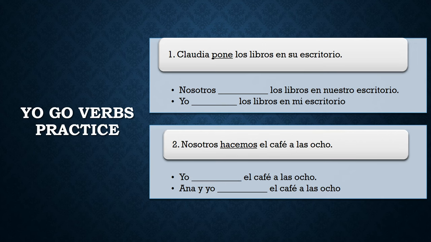Okay, for número 1, Claudia pone los libros en su escritorio. The translation: Claudia puts the books on her desk. We have nosotros ponemos and yo pongo. Now, I didn't ask you to change the other things, but if you were changing the whole sentence, you'd have to change the her to our for this one and to my for this one.